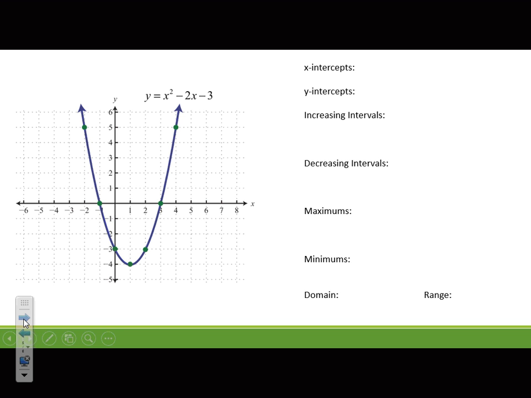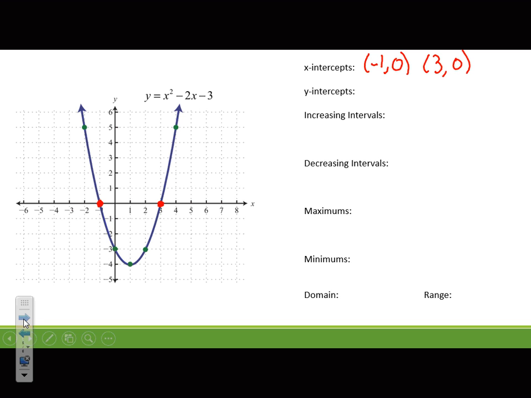All right, we're going to start with our x-intercepts. X-intercepts are where it crosses the x-axis. So I have 2 points right here and right here. When we write our x-intercepts, we're going to write them as points. So the first one's -1, 0. The second one is 3, 0.